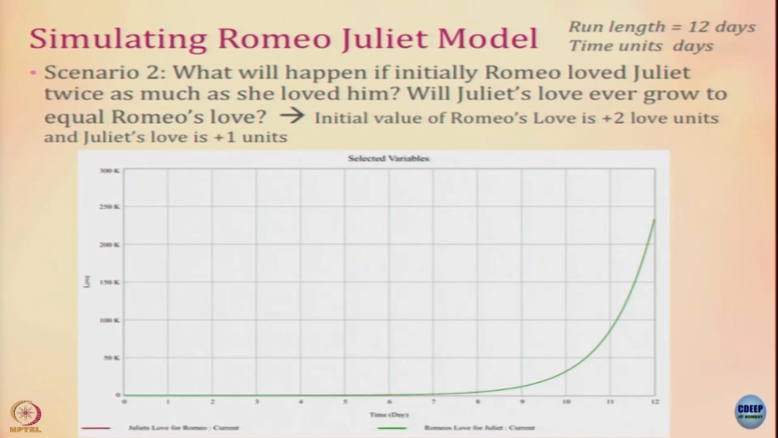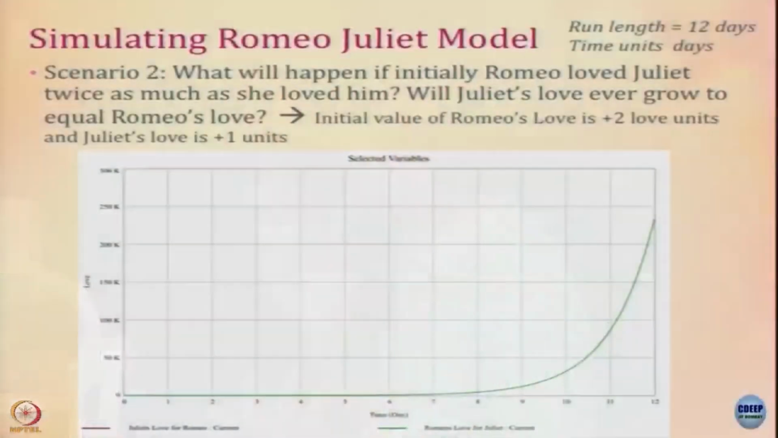Both their love for each other is going to grow exponentially, and it is going to still overlap. That is because when we started, Romeo's love was 2 units. That caused Juliet's love to increase twice as much as before, which caused Romeo's love to increase the same, which again caused Juliet's love to increase. So, whatever the setting, they are going to have the same amount of love for each other, but since Romeo loved her twice as much initially, their love grows to 240,000 love units, much more than the 150,000 love units we started with.